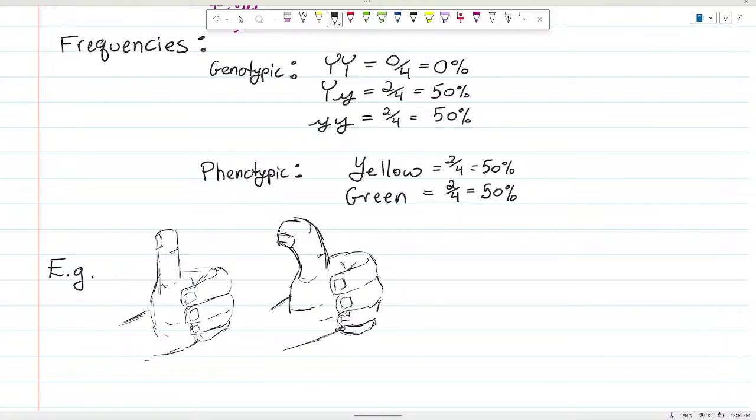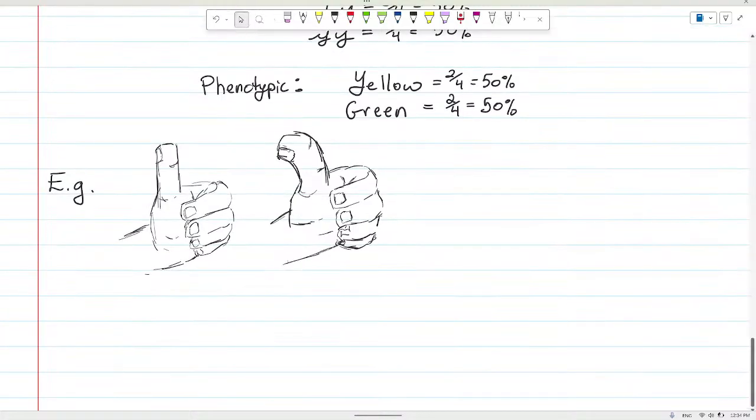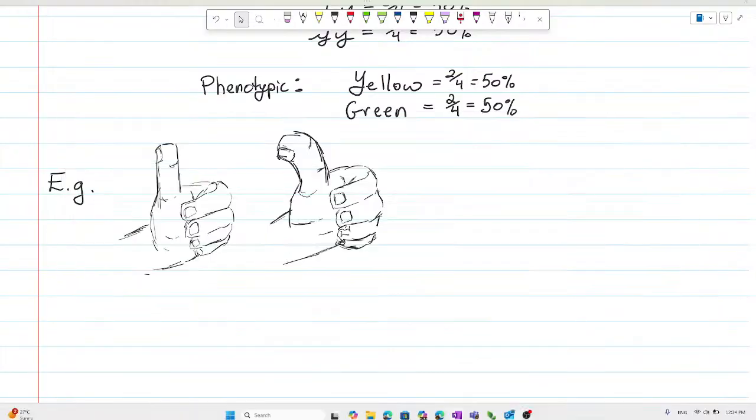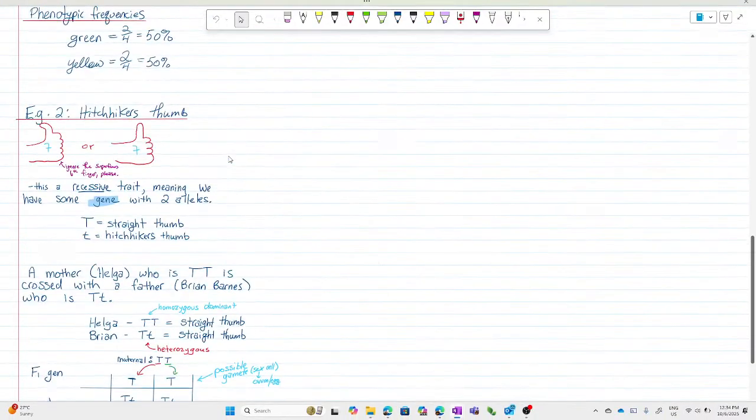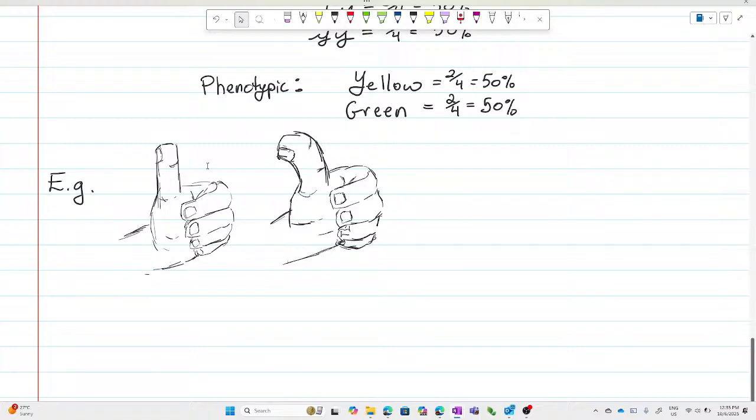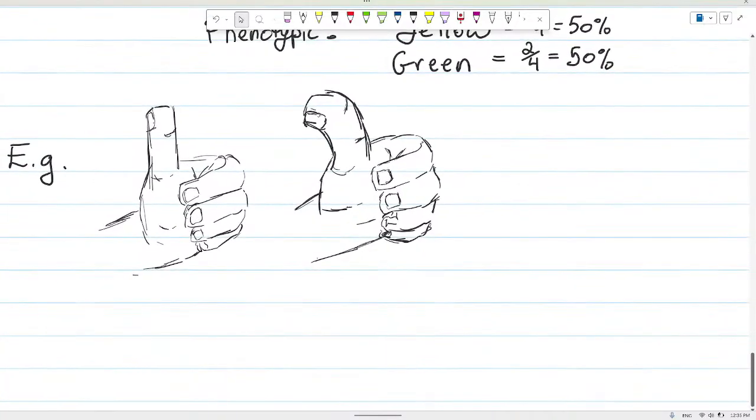Okay, that's beautiful. Thank you. So this is called a regular and a hitchhiker's thumb, and we're going to look up if that's a recessive or dominant gene just right now. Straight thumb is dominant. Hitchhiker's thumb is recessive. Got it. So this is coded with big T, and it's just the straight or the normal.